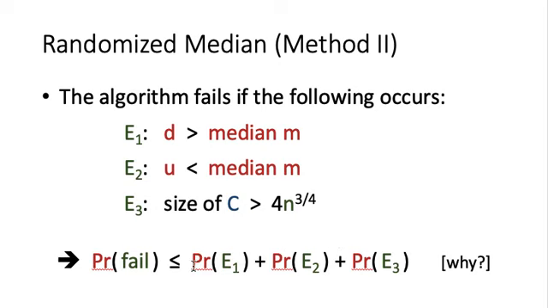Okay, now we are going to find out what is the probability of E1. And similarly, we can get the probability of E2. And finally, we can get the probability of E3. So we want to show that all these probabilities are small. So in that sense, the chance of failing is small.